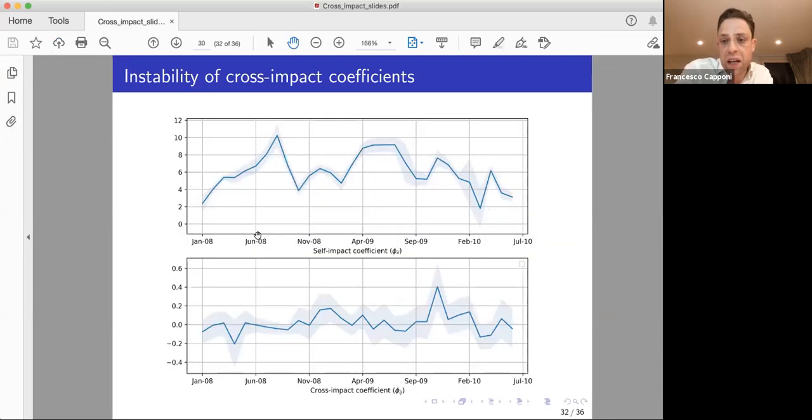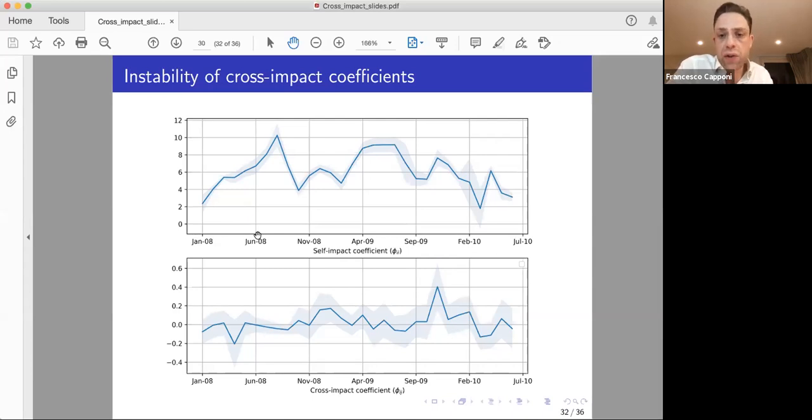So this is an example of what you get for most stocks, looks very similar. So this is Apple on the top, and on the bottom is Costco. On the top, you have the self-impact coefficient. So that's the coefficient of one stock's order flow imbalance on its own return. And you can see it's positive and, you know, quite large in magnitude, as we have already seen.